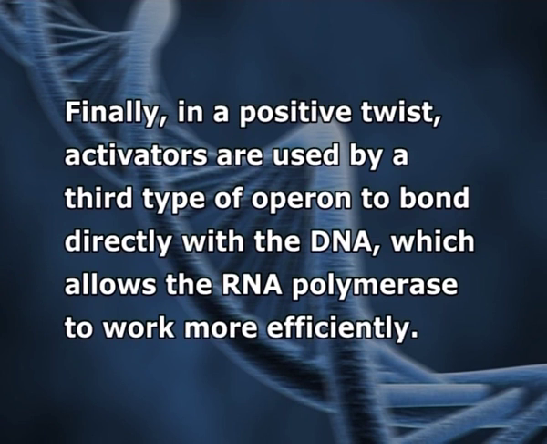Two additional types of operons exist that operate in the same way except for the function of the operator. The trp operon differs because the repressor is active only when bound to a specific molecule. For the remainder of the time, it remains unbound and inactive in the absence of that molecule. Finally, in a positive twist, activators are used by a third type of operon to bind directly with the DNA, which allows the RNA polymerase to work more efficiently. In the absence of the activators, RNA polymerase proceeds at a very slow rate.